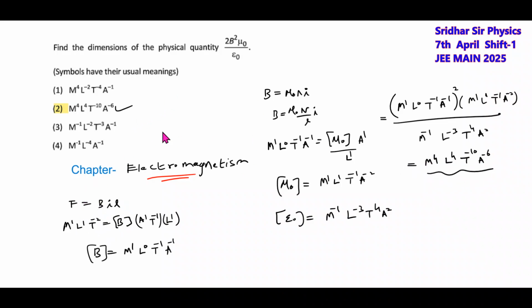So this is a method. If you forget this one, take help of these ideas and trace it out. Similarly, to get the dimensions, you can use this formula, Q1 Q2 by 4 pi epsilon naught x square, get the dimensions of epsilon naught and manage it like this.